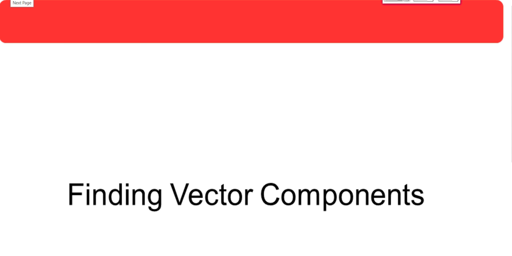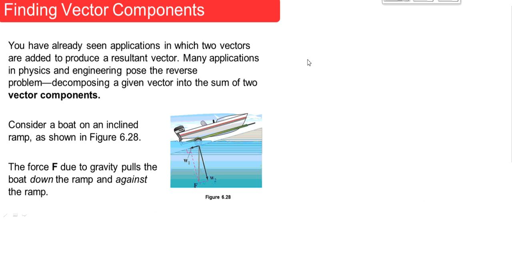If you remember that boat problem, you've already seen where two vectors are added to get a resultant vector, and lots of things in physics and engineering give the reverse problem, and that's decomposing a vector into the sum of two vector components. So that's what we want to be able to do: decompose a given vector into the sum of two vector components.